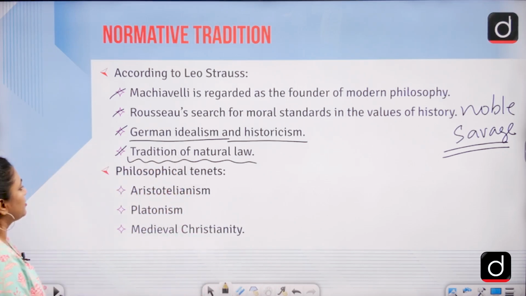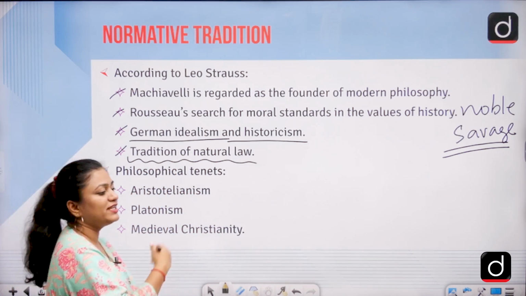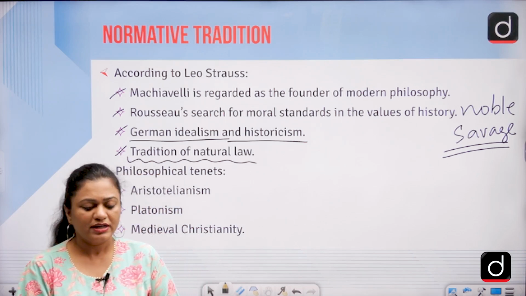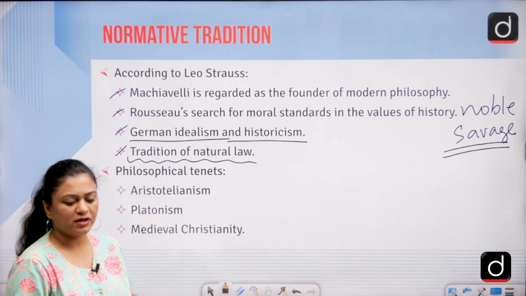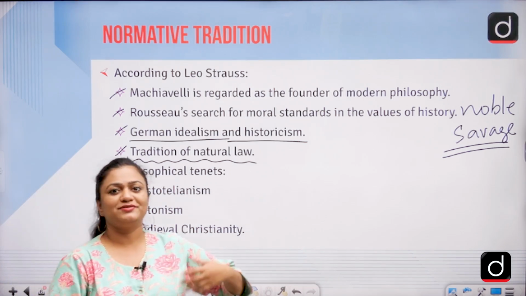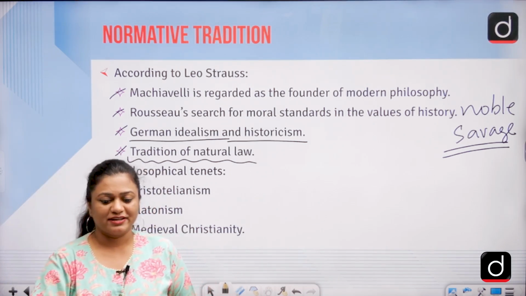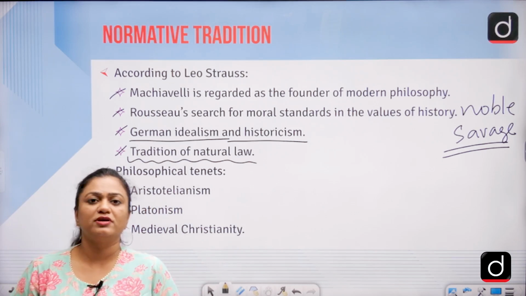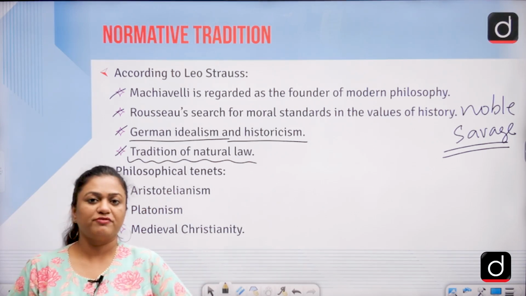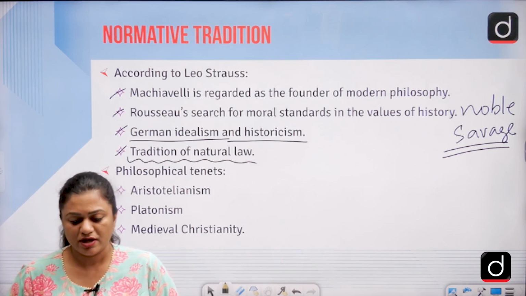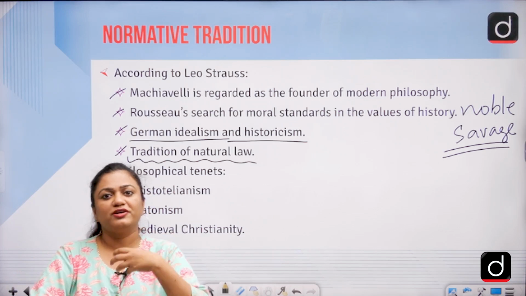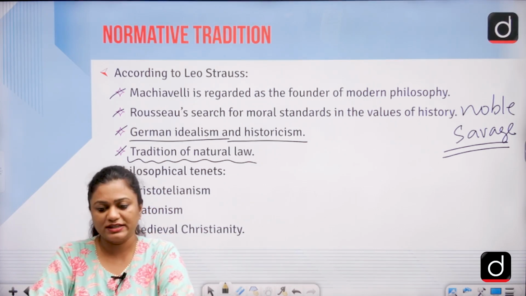Now, when we talk about the philosophical tenets that came later and how they had an impact, the very first one is Aristotelianism. Aristotle's ideas get revived again and again. In modern times, Alasdair MacIntyre is a notable thinker who revived Aristotle's view, and his famous book After Virtue is the work where you can find the revival of Aristotelian ideas and the system of natural law.